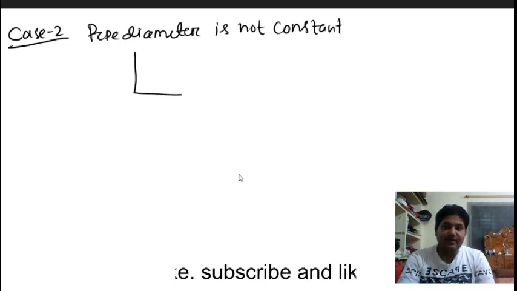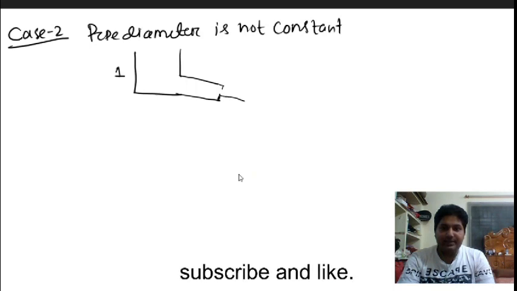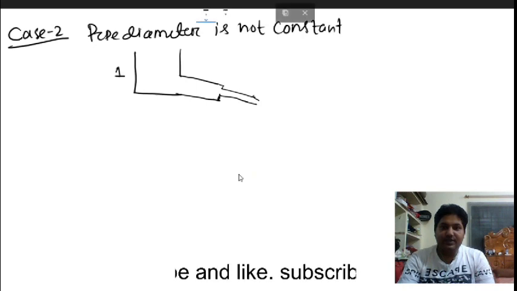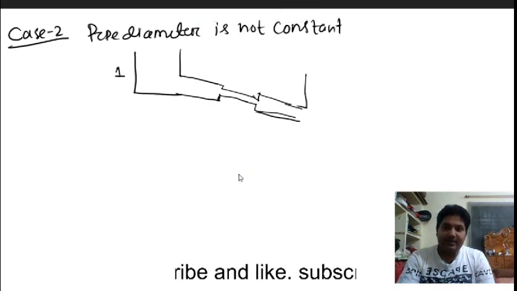Suppose this is the pipe, this is reservoir 1, and it is connected with a pipe. Now after a certain section, the pipe diameter is changing, and after moving up to a certain length, the pipe diameter is again increasing. Now suppose this is connected to another reservoir.